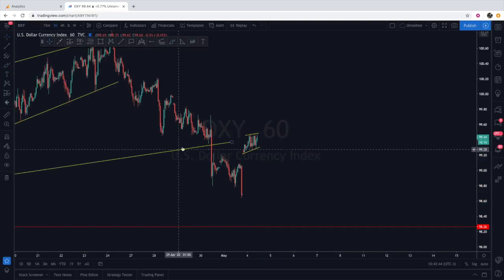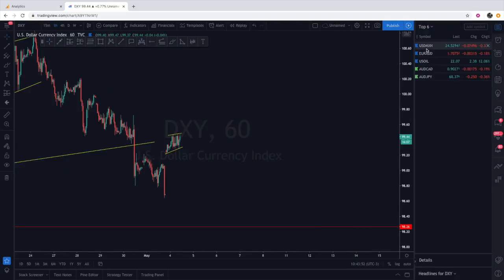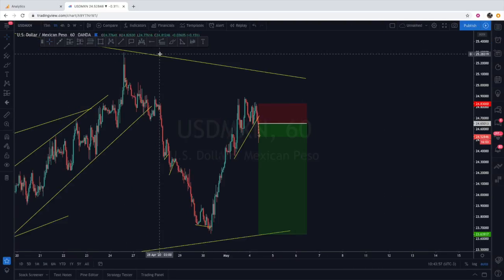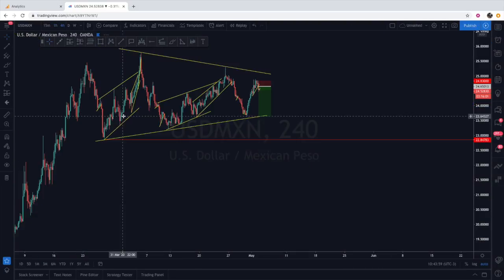As you can see, it broke out impulsively, came back, and now it's almost retesting with a beautiful pattern. So it's something that I want us to take advantage of. So let us see our very first pair, which is USDMXN. Okay, USDMXN looking super amazing.